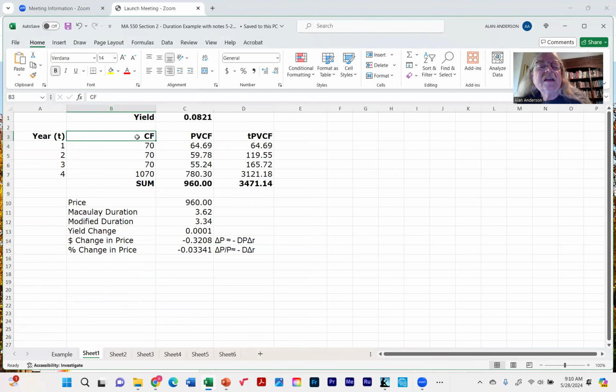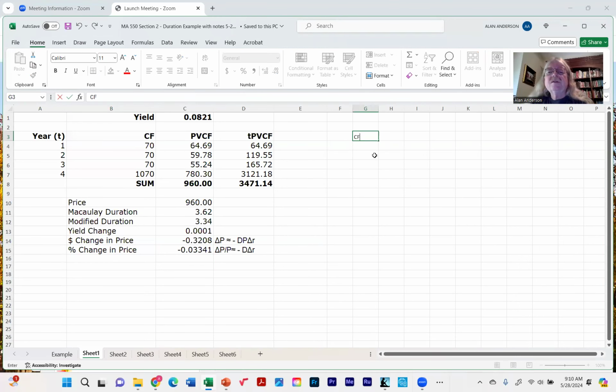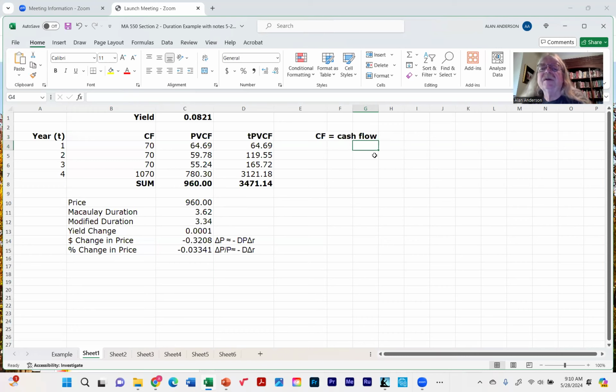Now, by the way, the word CF here stands for cash flow. The reason why we're doing that is because there's two different kinds of cash flows that we could receive from a bond. One of them is the coupon payment, and the other is the repayment of principal or face value. So just to keep it general, we'll call this cash flow. So you can see in year 4, we're getting our coupon of 70 plus a repayment of the face value of $1,000.